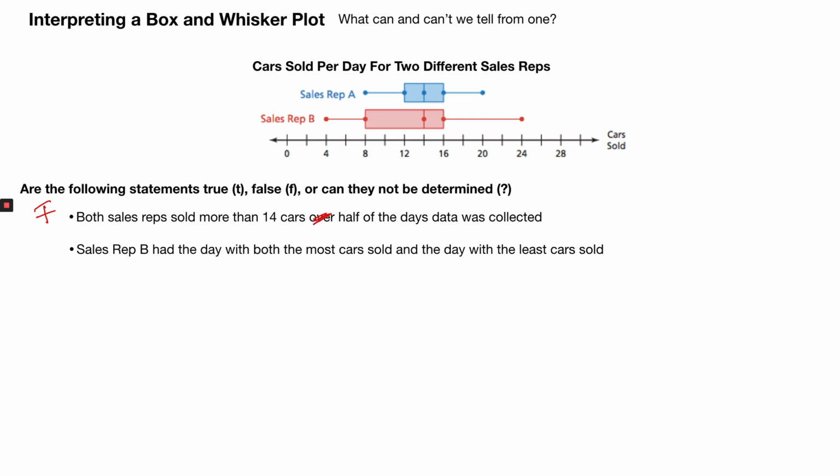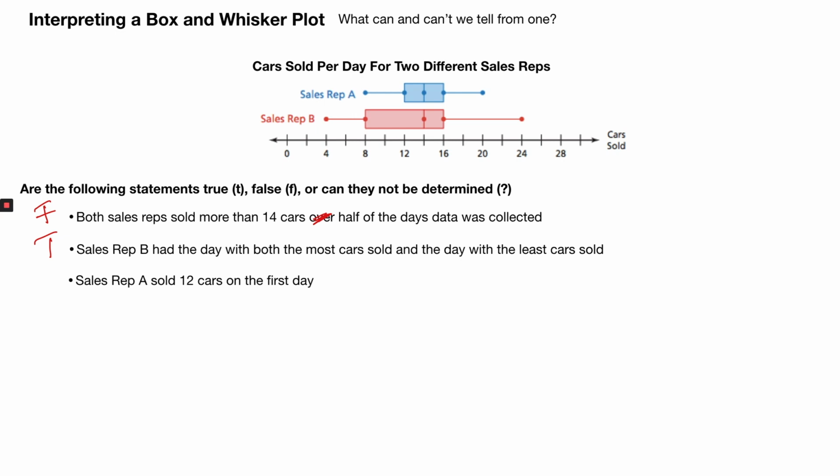Sales rep B had the day with both the most cars sold and the day with the least amount sold by anyone. It was sales rep B with 4, and the most, the max, was 24. So that is absolutely true. Next statement, sales rep A sold 12 cars on the first day.